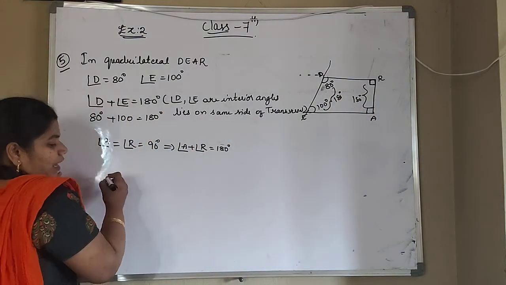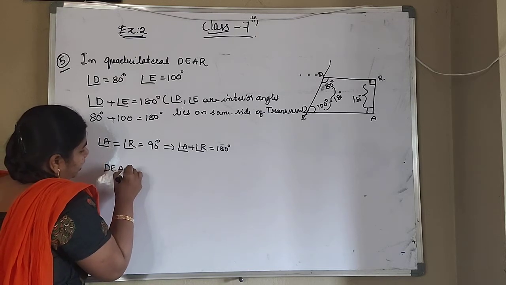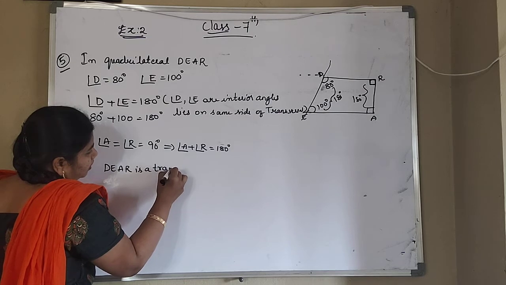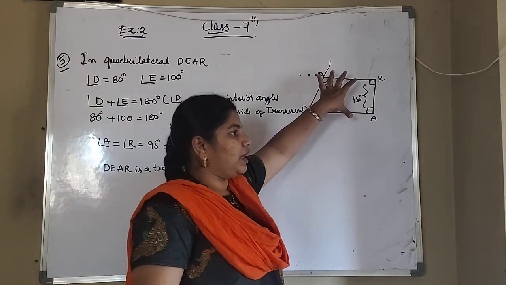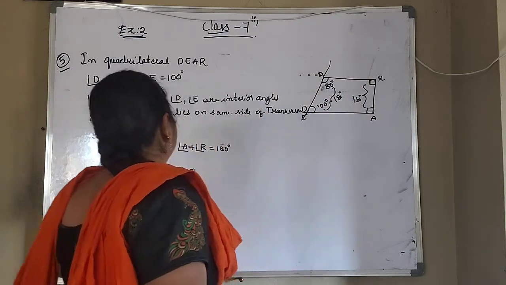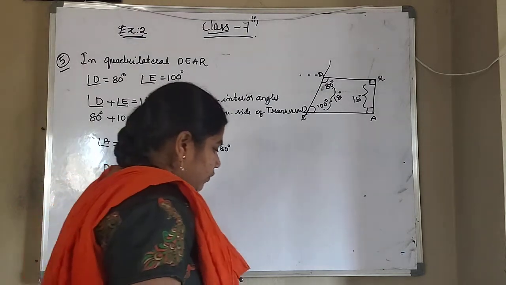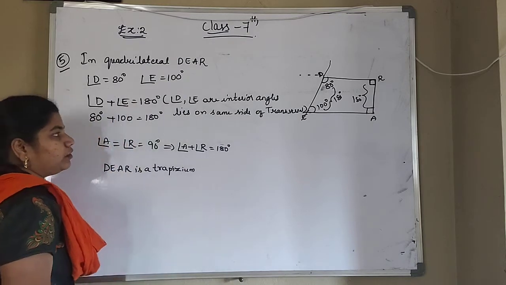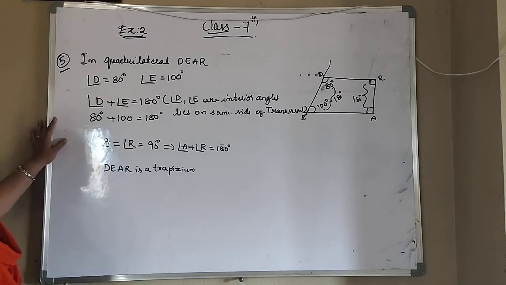So we can tell that DEAR is a trapezium. Already we know that these two lines are parallel to each other, and if these two are parallel, then DEAR is a trapezium. So this is our fifth solution. Next, I have already given the solution for the sixth. Now we will start the seventh one.